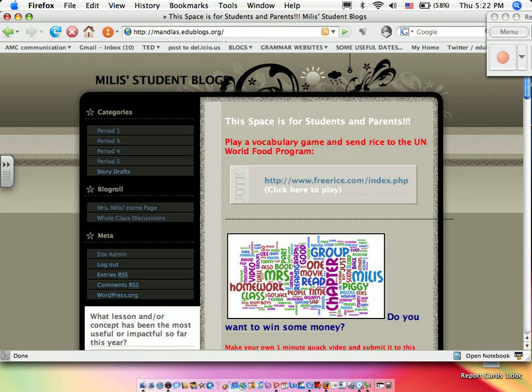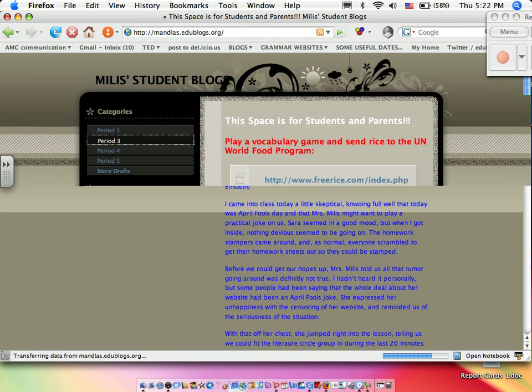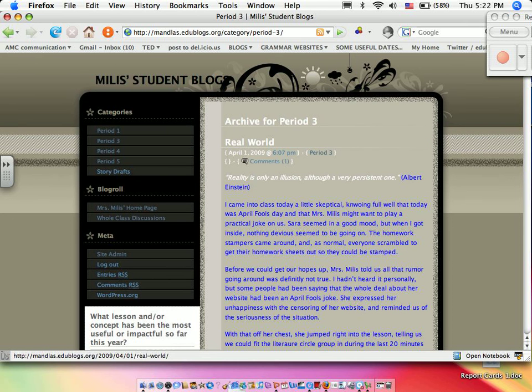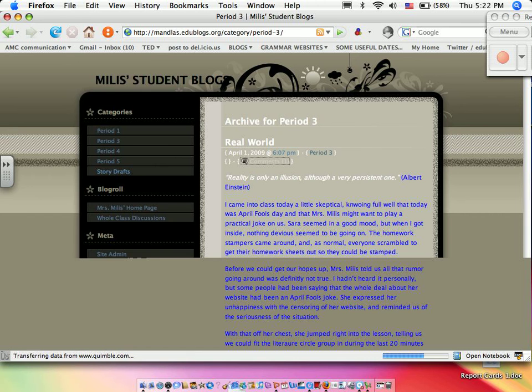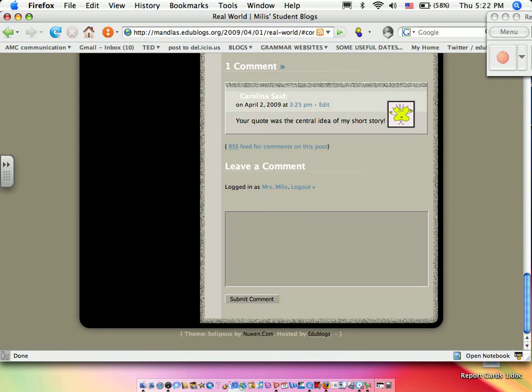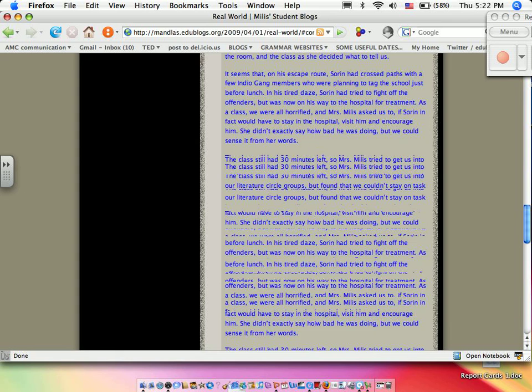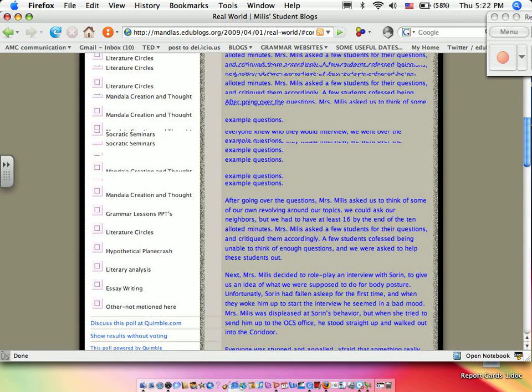So as you can see, we have period by period different classrooms, and if we click on one of the classes, let's see, we'll click on period 3. The classroom journalist writes a narrative, and of course I have to approve it, and then students are allowed to comment. Look at this: "Your quote was the central idea of my short story." And this is the type of thing I talk about when we talk about enrichment and growing and using technology.